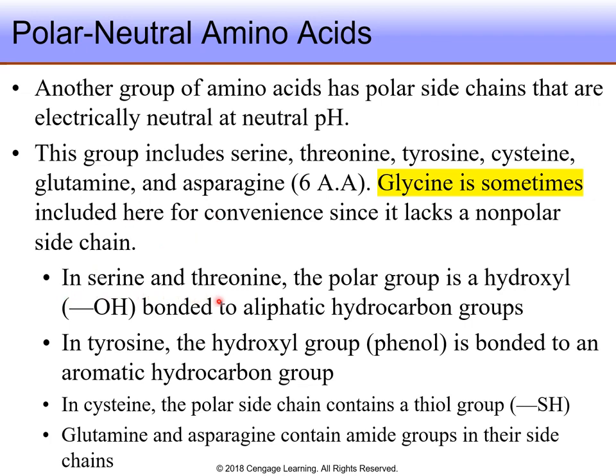Now, in serine and threonine, the polar group is a hydroxyl group bonded to aliphatic hydrocarbon groups. Now, in tyrosine, the hydroxyl group, a phenol, is bonded to an aromatic hydrocarbon group. Notice that here we have tyrosine, also another aromatic amino acid. In cysteine, however, the polar side chain contains a thiol group, SH. Glutamine and asparagine contain amide groups in their side chains.